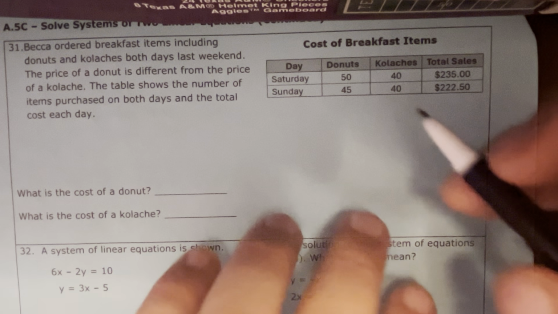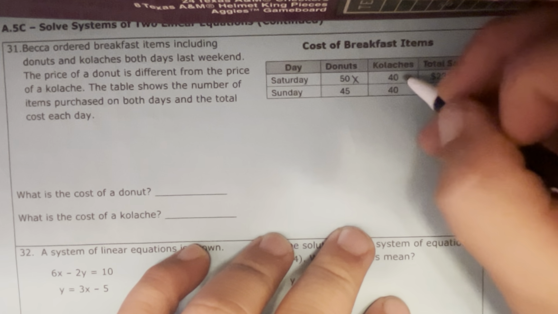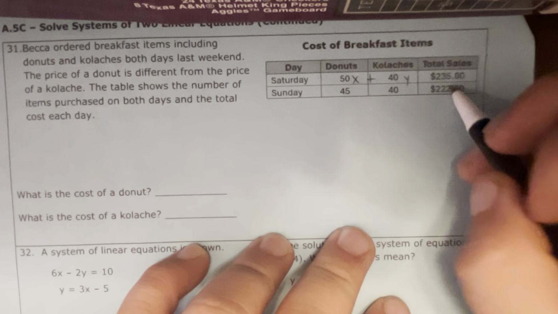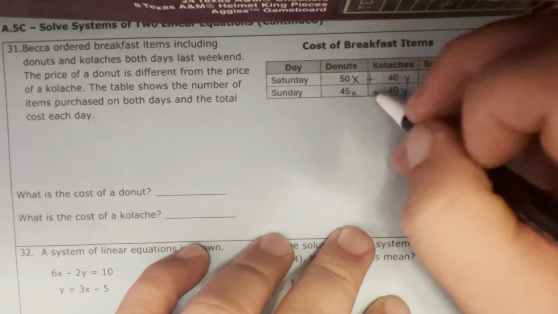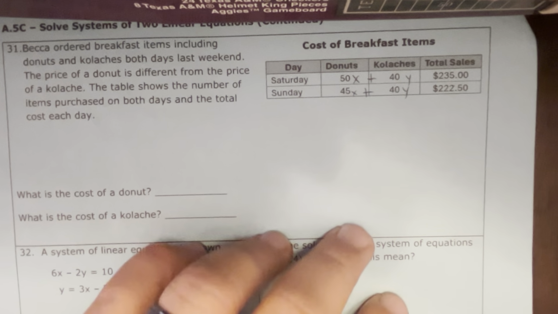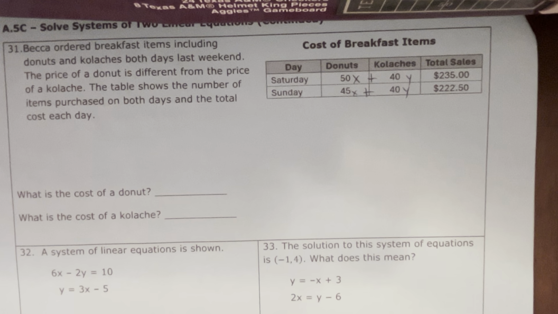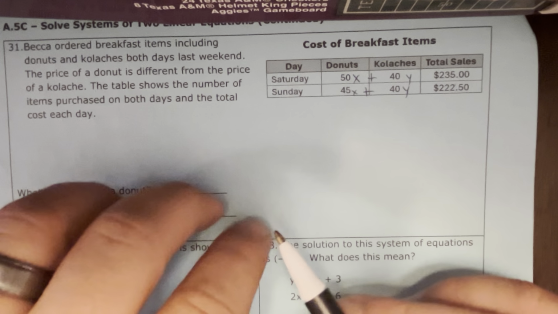All right, so here we go. I'm just going to put an X with this, a Y with this. We'll add it together. Got that. X with this, Y with this. Add it together. Got that. And so we're trying to find the price of the donut and the price of the kolache. Just like we did on the previous one, I need to get the Y by itself so I can put it in Desmos.